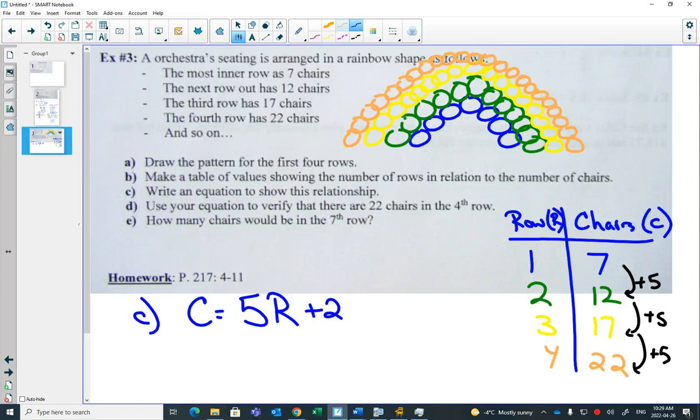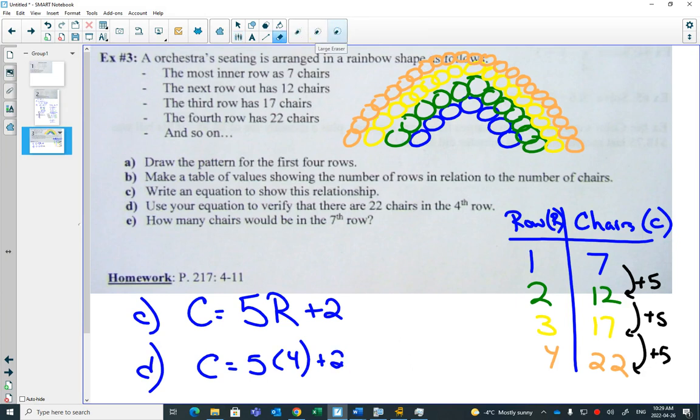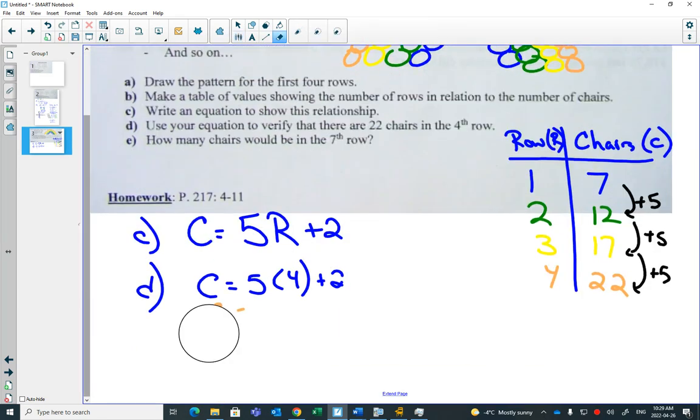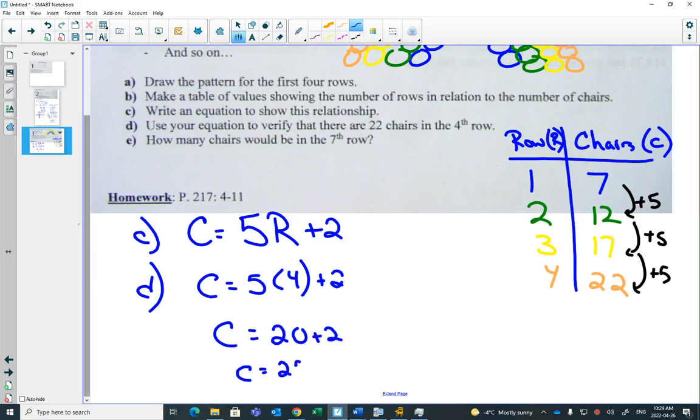Use our equation to verify there are 22 chairs in row 4, so we replace the R with 4. 5 times 4 is 20, plus 2. Does it work out? Yes, it does. Verified. So when it asks you to verify, they want you to plug in the numbers to check to see that it works.